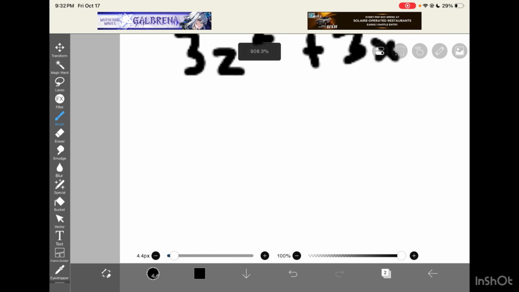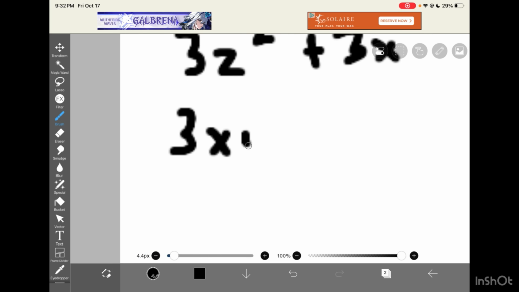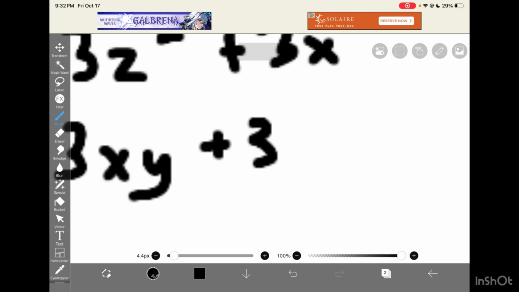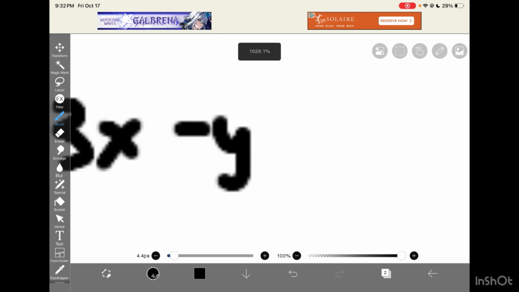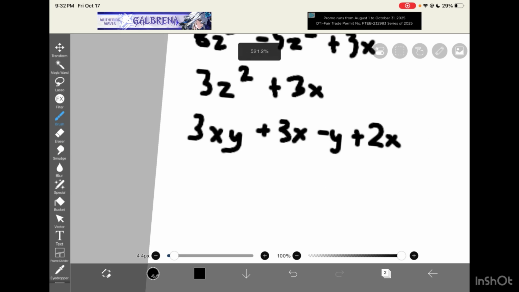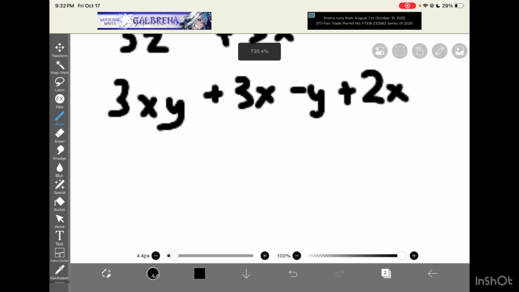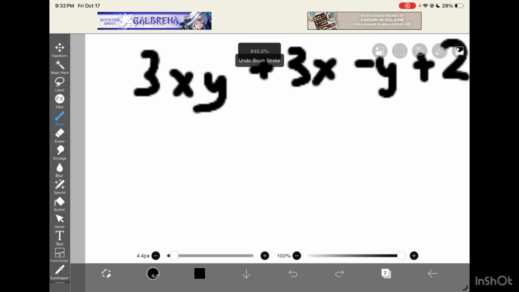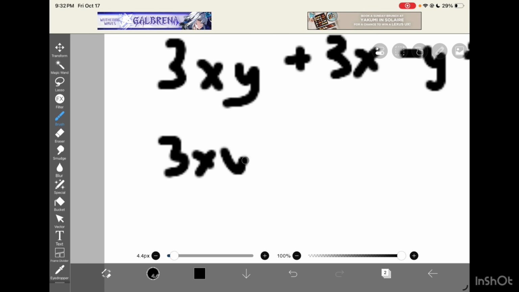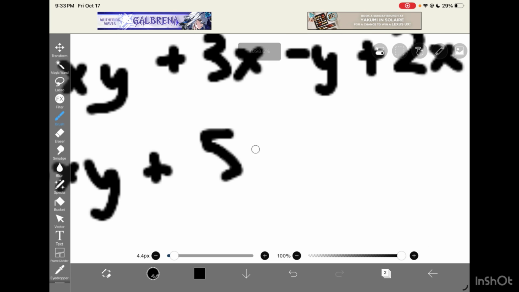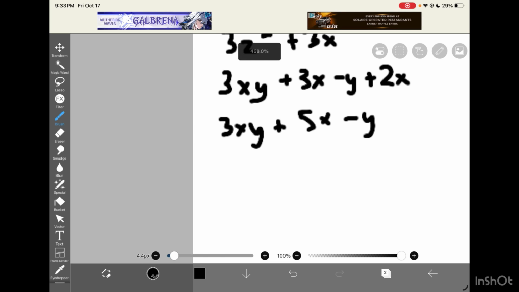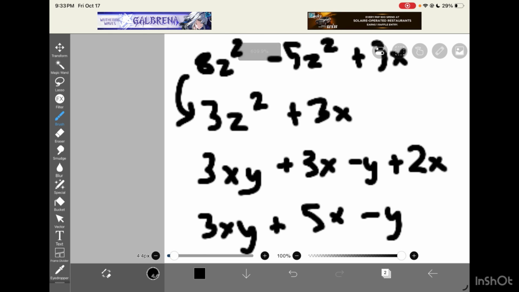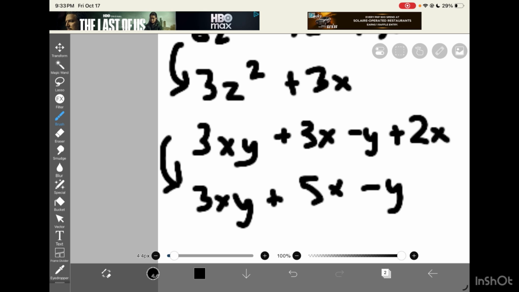Let's try another example: 3xy plus 3x minus y plus 2x. This is a bit of a trickier one, but as you can see, we only have one like term pair here, the 3x and the 2x. So 3 plus 2 is 5. So we get 3xy plus 5x minus y. So that's how you simplify.